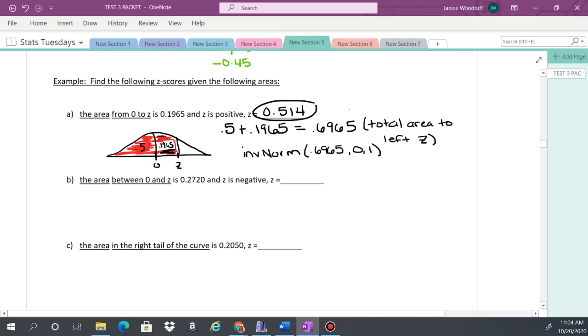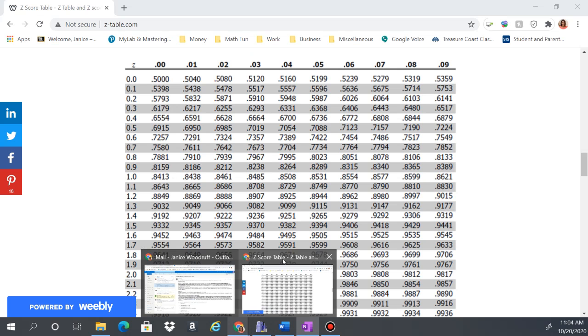Okay, and then you can check that on the z table. So look up the z value 0.51. It should be close to that, but it's probably not going to be exact, because it's rounded to 3 decimal places there.